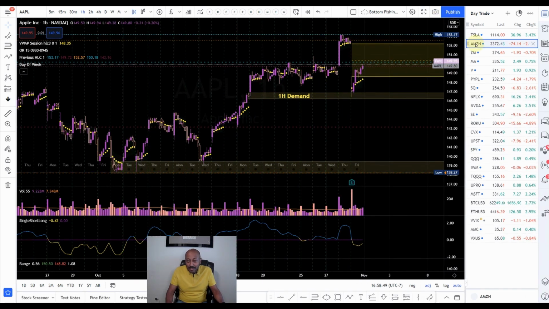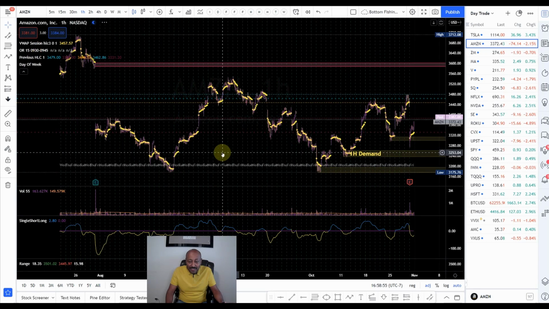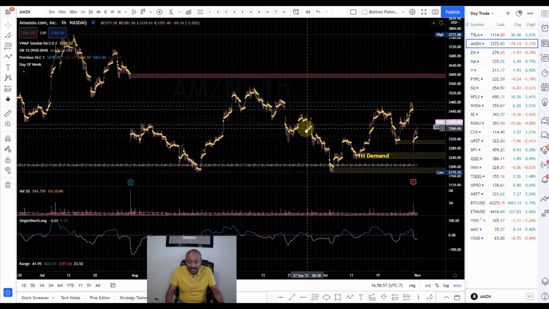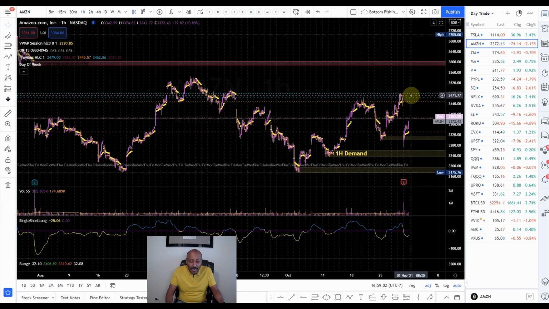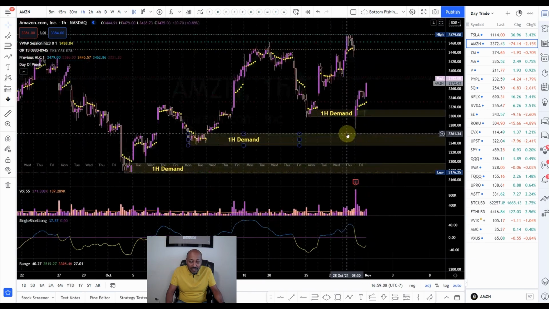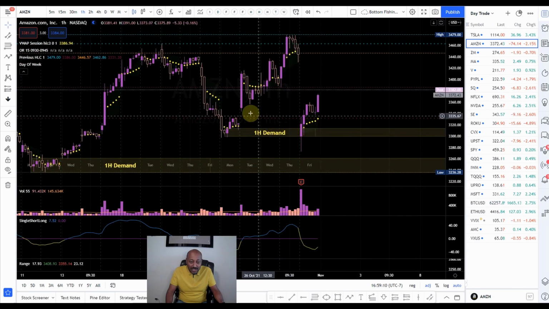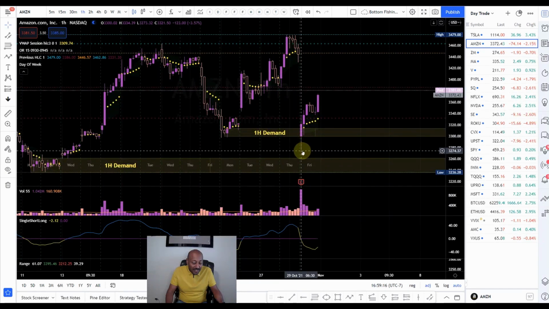So let's go to Amazon. Now Amazon I watch regularly. So as you can see, I draw my areas regularly. And what I've been waiting for is not to enter short. I've been waiting to enter long when price gives me an opportunity, and this is what it did today. As you can see, it opened right at the bottom of that demand zone, even went further.